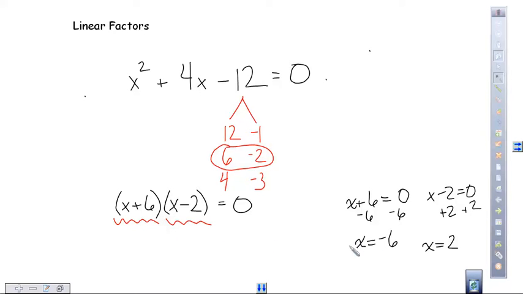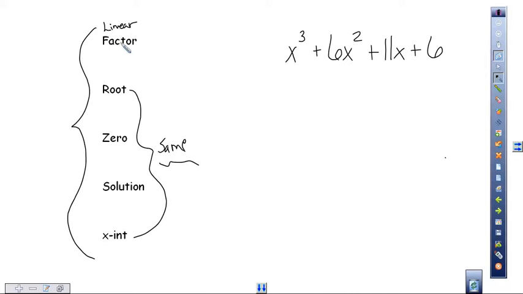And notice the relationship here. When the solution was negative 6, or the x-intercept is negative 6, the 0 is negative 6, the linear factor actually turned out to be x plus 6. And it's because this is what the factor was when it was equal to 0. That's what we solved to get negative 6. So it is important to note that these linear factors are always going to be the opposite of whatever the x-intercept or the solution is. If I have one that has an x-intercept of negative 5, then my linear factor is going to be x plus 5.